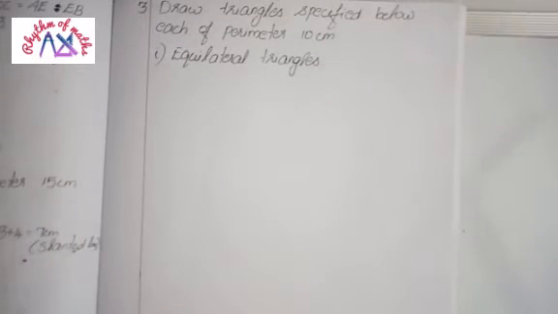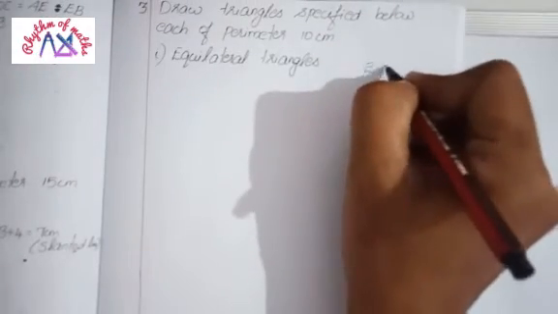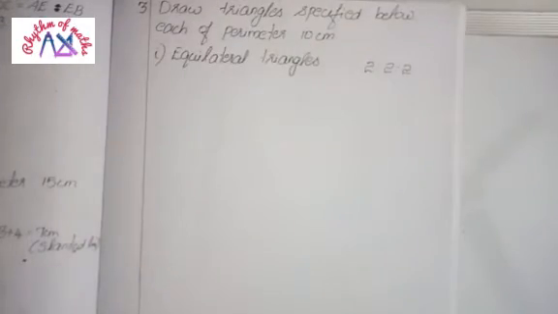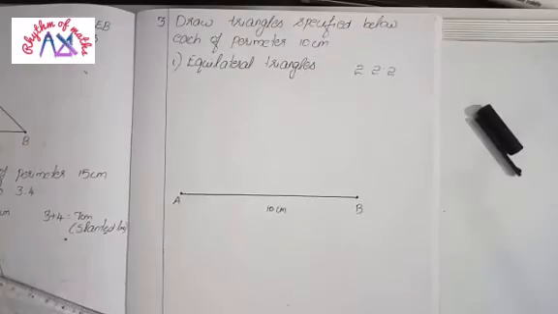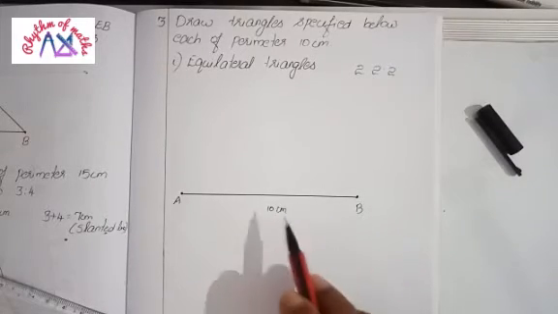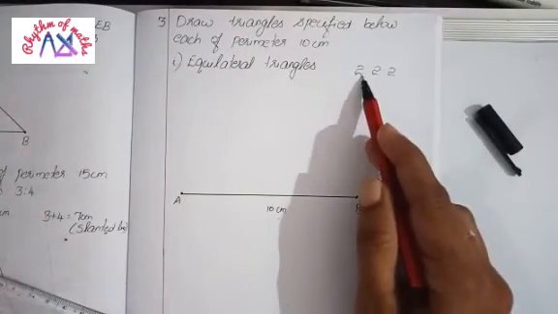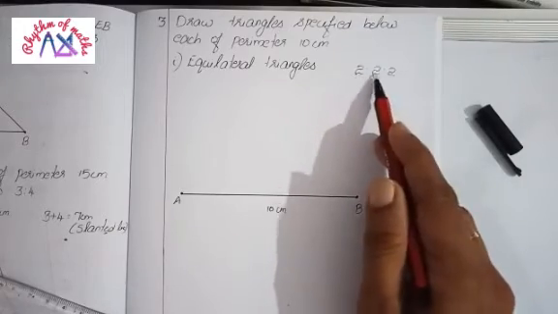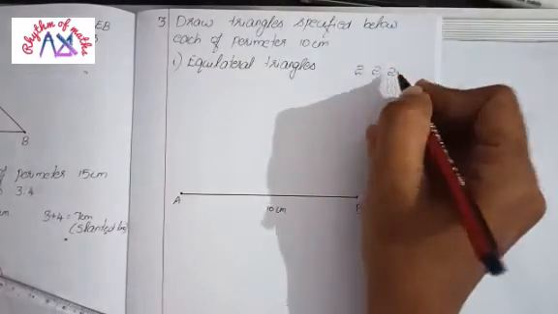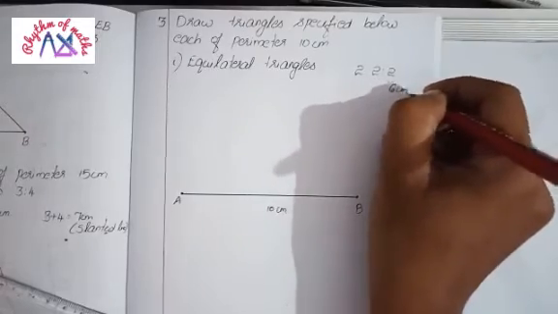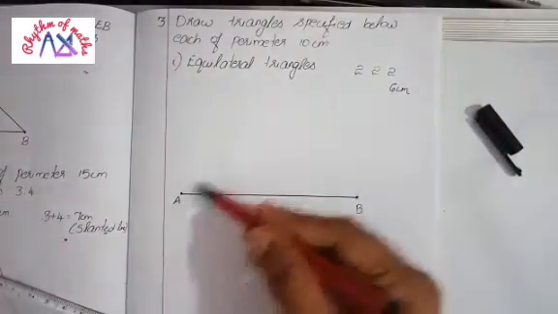So here 10 centimeter is the total. Let's consider the sides ratio as 2:2:2, three sides. First step is to draw a 10 centimeter baseline. So AB is a 10 centimeter line, this is the baseline. Next we need a slanting line. In order to get the slanting line, we have to add the ratios. 2:2:2, so 2 plus 2 plus 2, answer will be 6 centimeter.